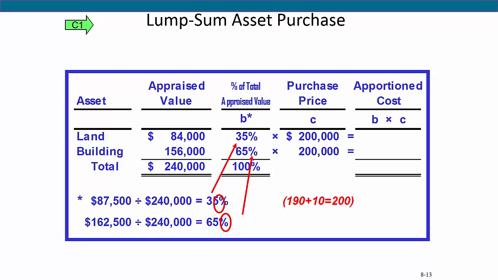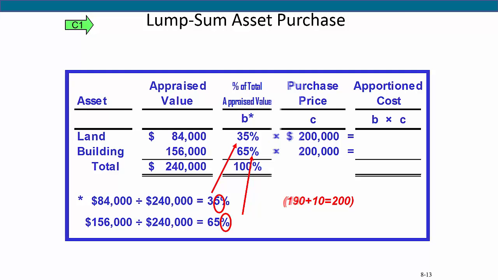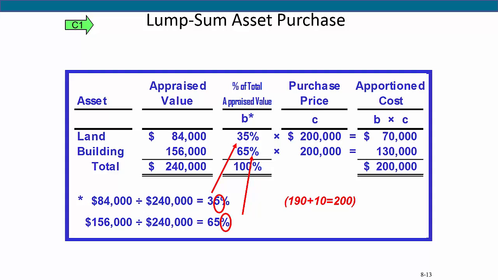Next, we multiply the percentages we just calculated times the total cost of the land and building, and that's the purchase price plus closing cost of $200,000, to determine the amount assigned to each asset. In the case of land, we multiply 35% times $200,000 and assign $70,000 to the land account, and the remainder, or $130,000, is assigned to the building account using the same method. And don't forget, please, we need to add $50,000 to the value of the building for the renovation cost.